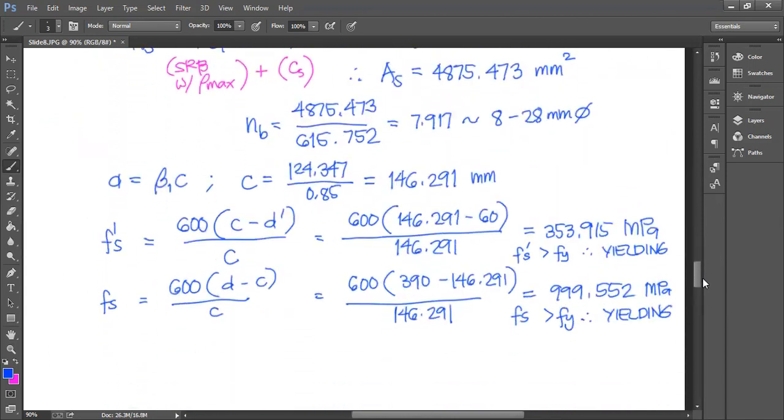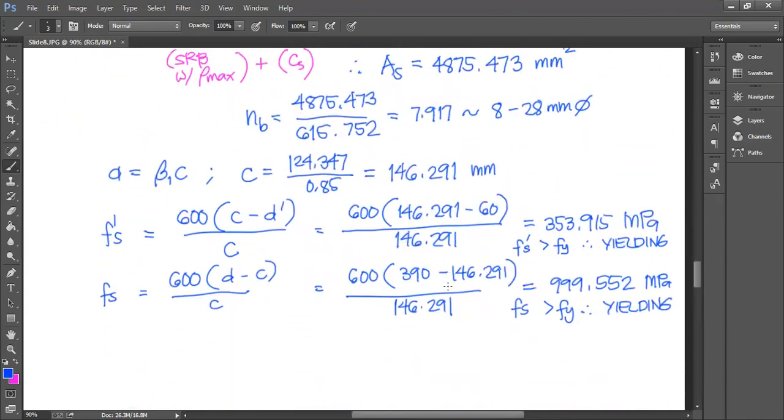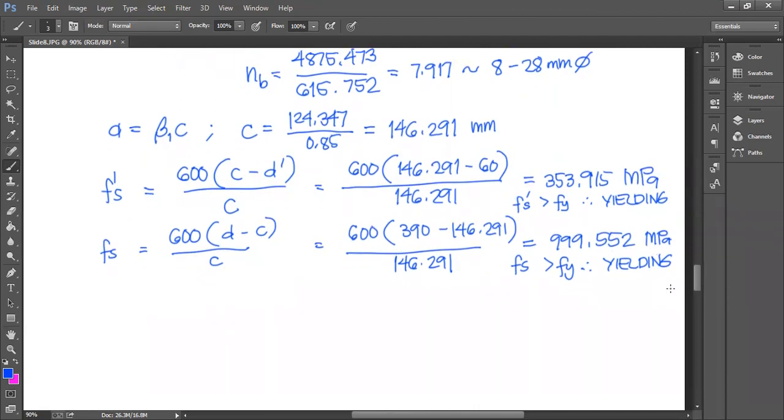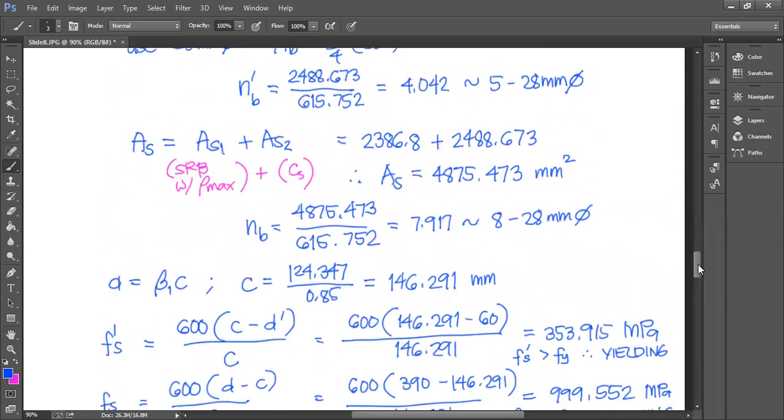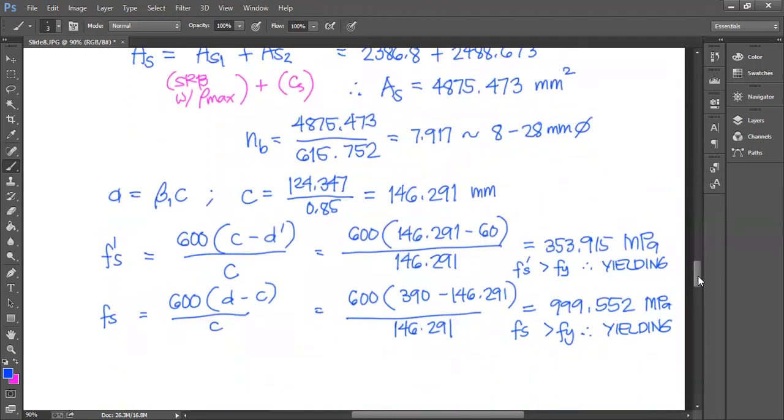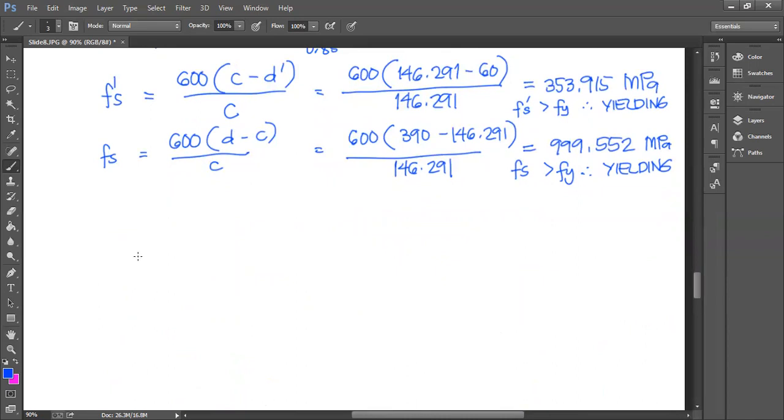So approximately, since marami tayong ginawang rounding off, sa dami ng pag-round off natin, ang nangyari is nagkaroon ng discrepancy na in terms of 0.552. So hindi na natin dapat gawin na magsasolve pa tayo ng iteration for transition. Okay? Ngayon, after natin makuha na yielding yung dalawang reinforcement natin, i-check na natin ngayon if safe yung beam natin.